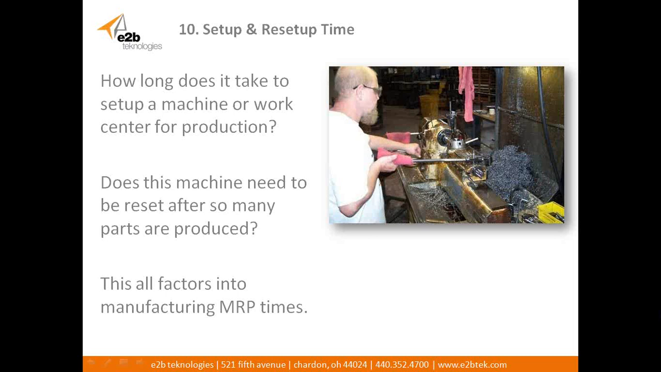I'm going to run the job, and maybe that machine goes out of spec after so many parts produced. Maybe I need to change a die or a jig or a mold after every 1,000 or 10,000 parts that are produced. So then I need to reset that machine. If it takes me another 6 hours or 2 hours to reset that machine or work center, I need to take that into account in my MRP so that I know that I can't just force this thing through, especially if I have larger jobs.